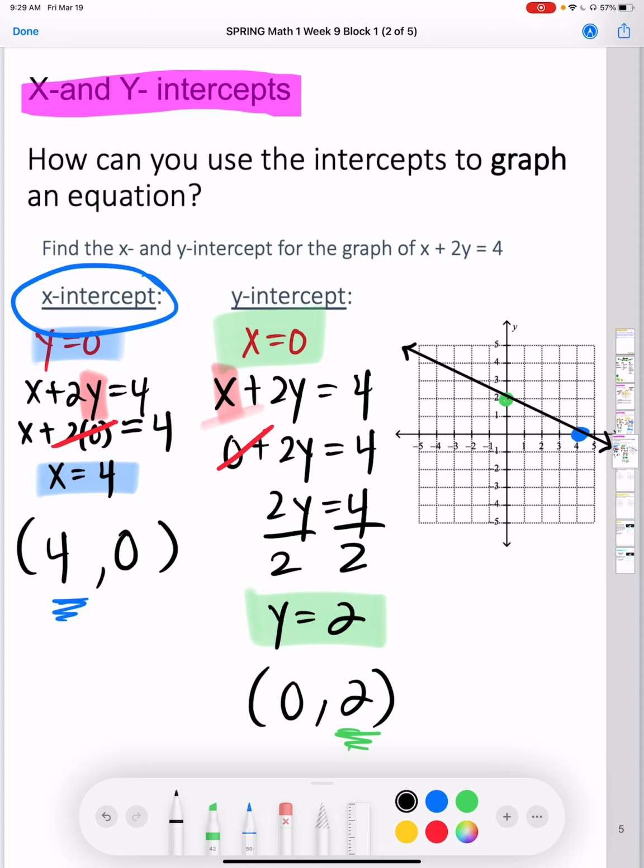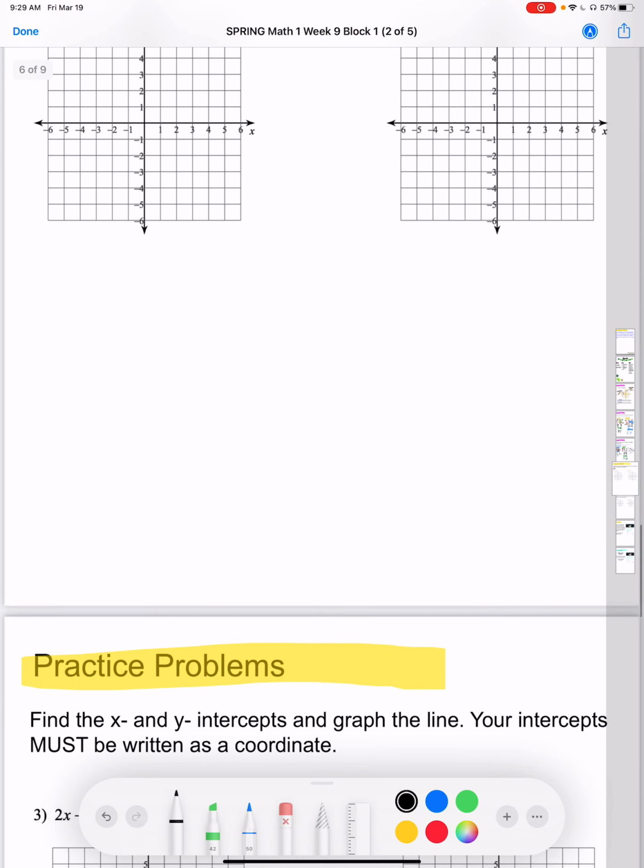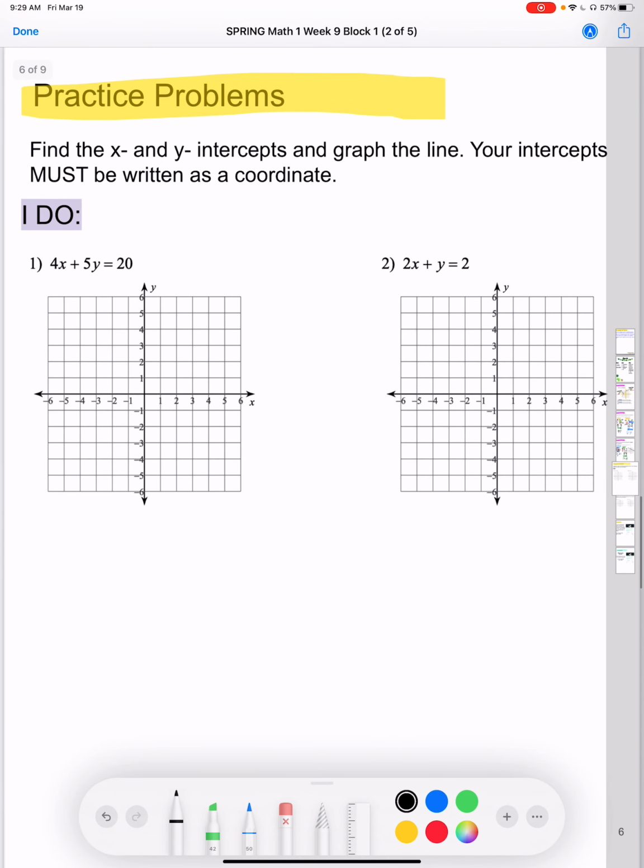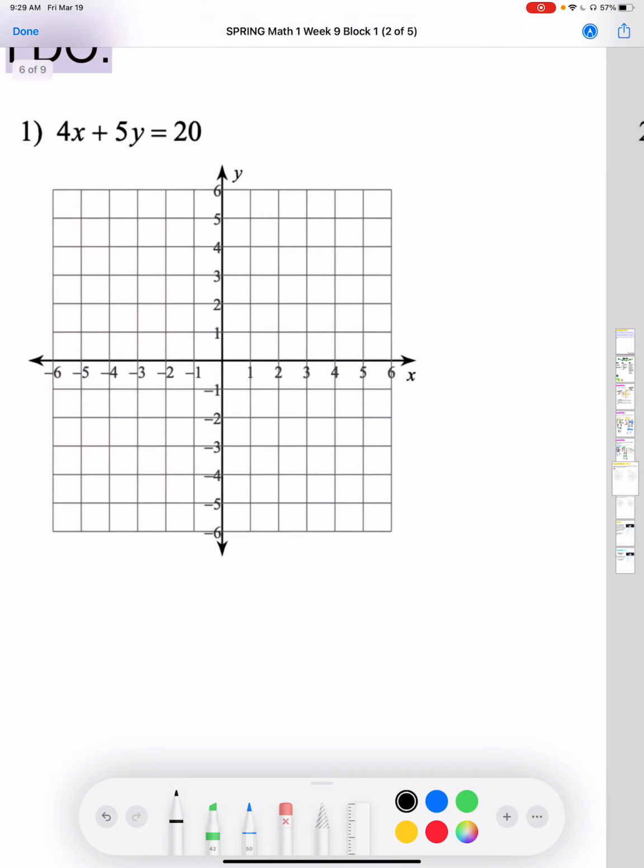All right, you guys, let's move on. This is one of our last pages. So here I'm saying find the x and y intercepts and graph the line. Your intercepts must be written as a coordinate. So go ahead and calculate first.